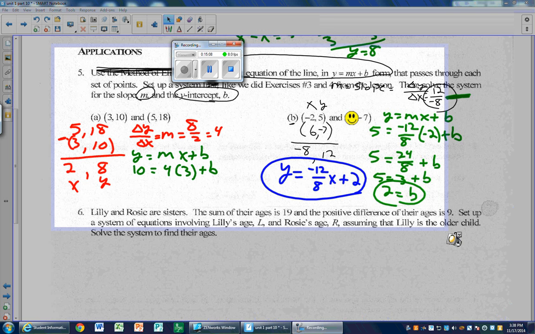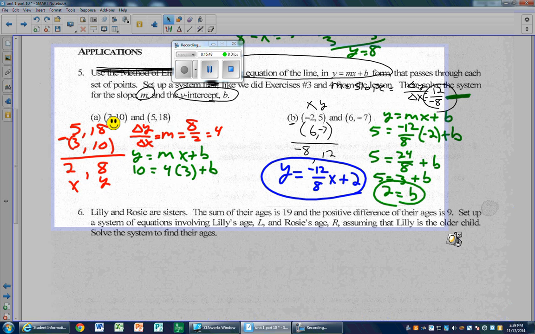Okay, so I'm partway through answering this. I found the slope by subtracting the points. Y over x, 8 over 2, which equals 4. Wrote down y equals mx plus b because that's the form of the line that they want. I took 10 for y. You could have taken 18 if you wanted to. It's fine. 4 times 3. Where did the 4 come from? The 4 is the slope.